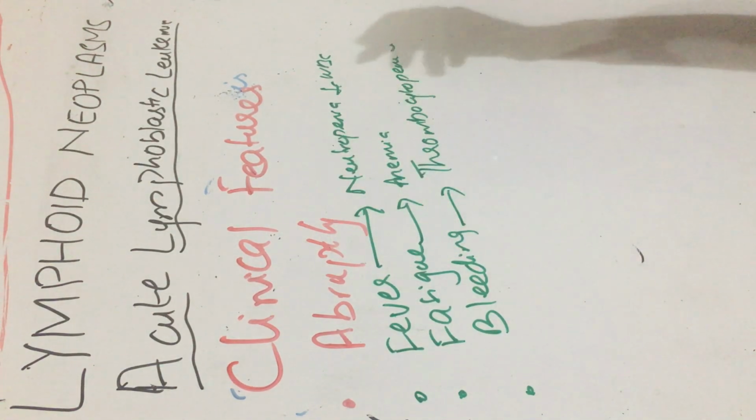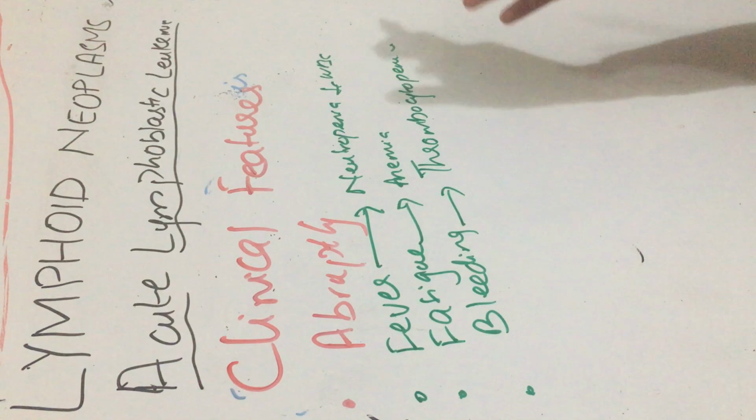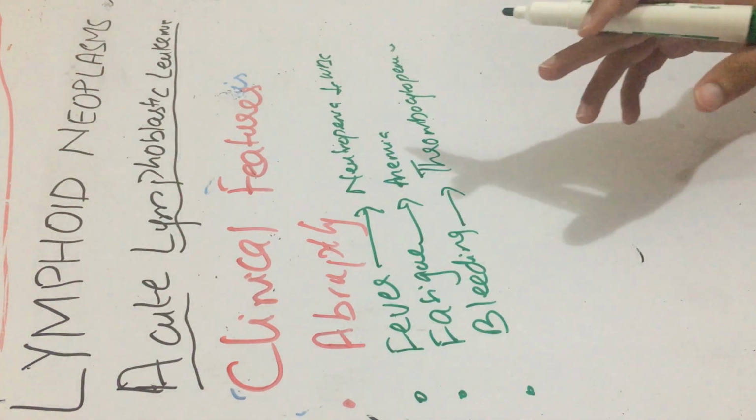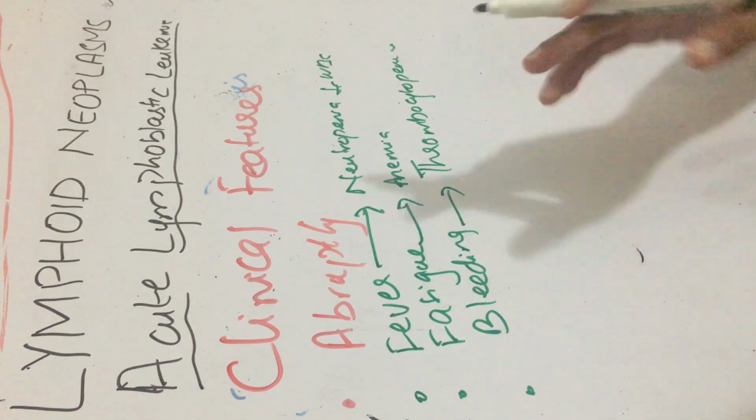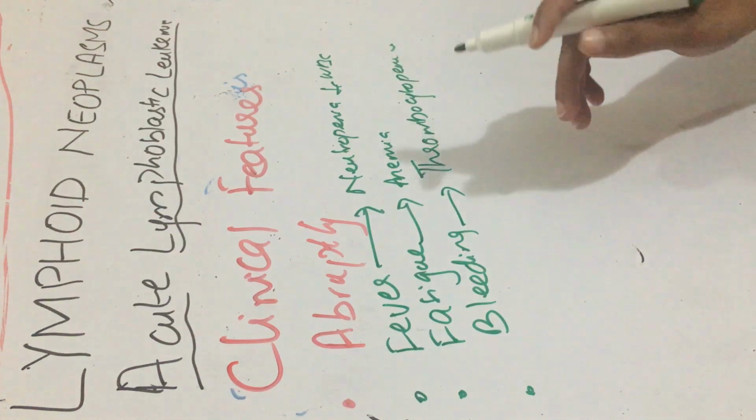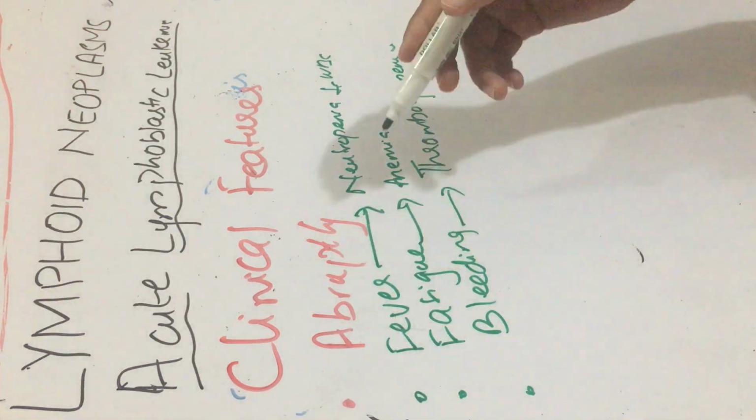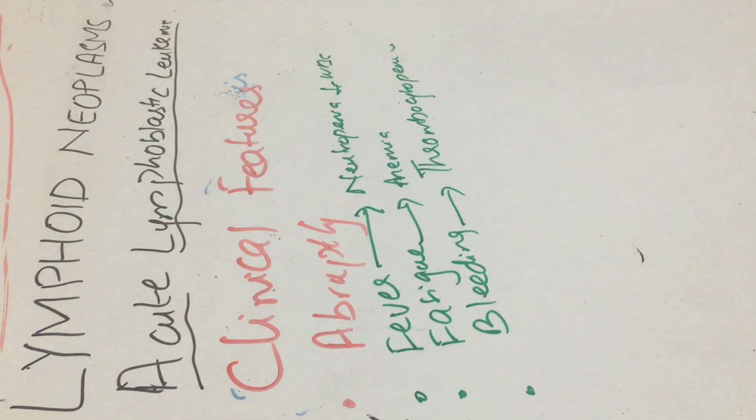like erythroblasts, like thrombocytes. The mature forms of these cells are deficient in the bone marrow because the bone marrow is now packed with lymphoblasts. So as a result, there would be fever, fatigue, and bleeding. These are the secondary effects.